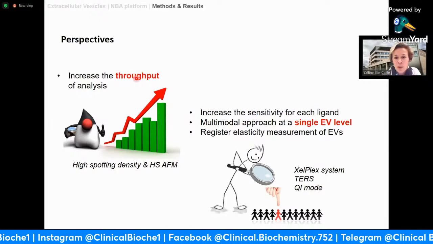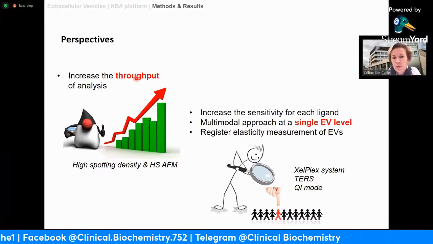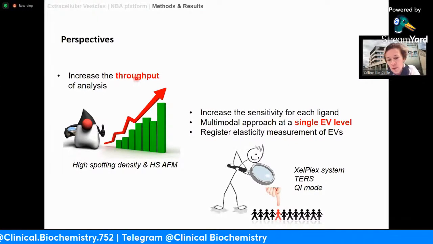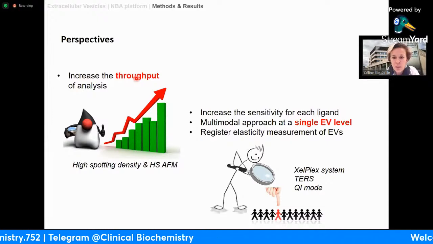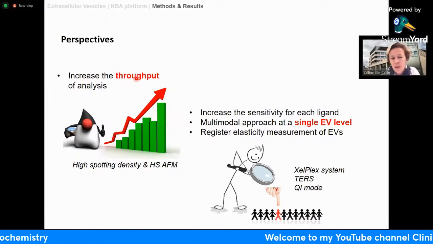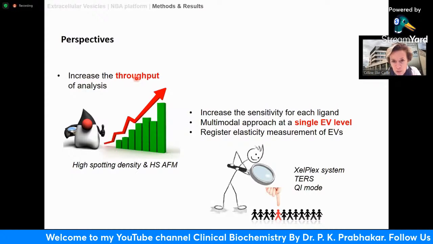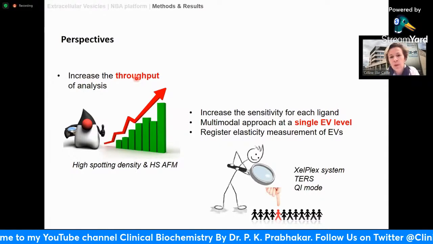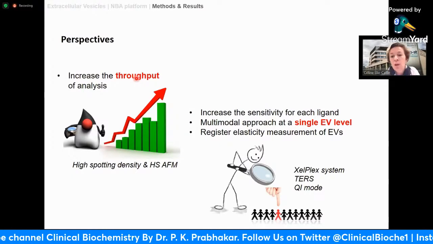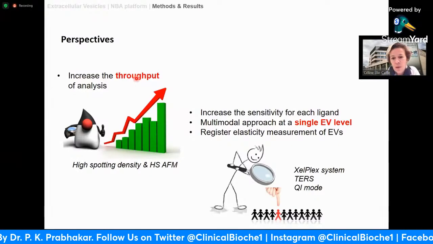We also want to increase the sensitivity at the single EV level, and for that we want to use another SPR machine, enabling us to choose the different angles depending on the different ligands. We also want to go for tip-enhanced Raman spectroscopy, for which we already engaged a few experiments, and also recover the elasticity measurement of EVs using this quantitative imaging mode approach in AFM.